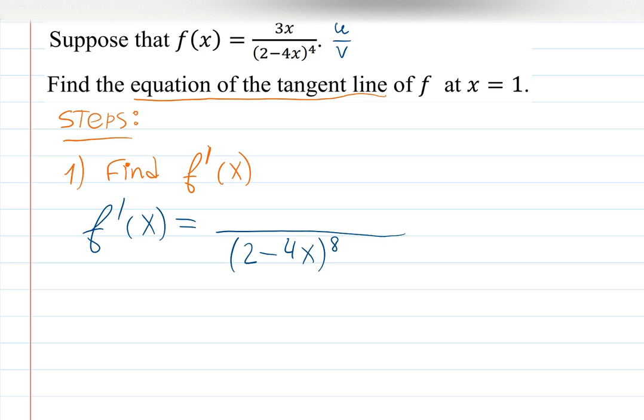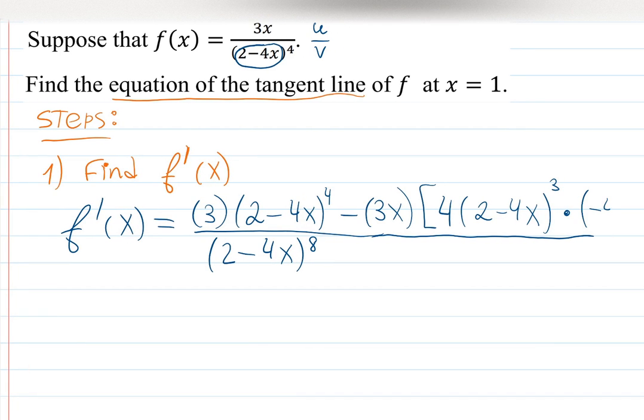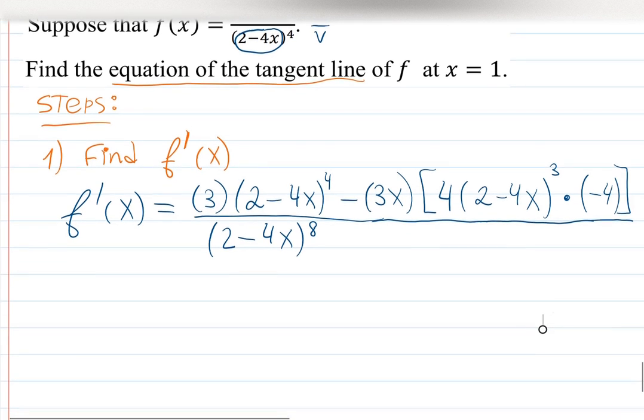Now differentiate the numerator, 3. Copy the denominator, (2 minus 4x) to the 4, minus, copy the top, 3x, times the derivative of the denominator, which requires chain rule. 4 goes down, let me put brackets here. 2 minus 4x should be copied, change the exponent to 3, times the derivative of the function inside. 2 minus 4x gives you negative 4. Close the brackets. This is my derivative, and you can start simplifying it.